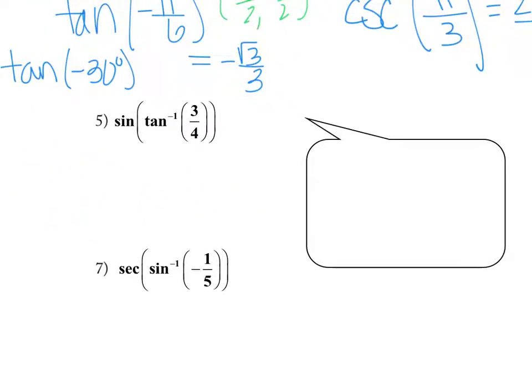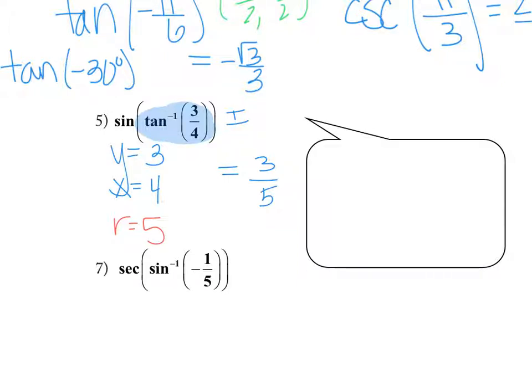So looking on the inside, okay, remember that tangent's defined in, inverse tangent is defined in quadrants 1 and 4. So this means we have to be in quadrant 1. Okay, so that means everything's going to be positive. So y equals 3, x equals 4. This is a Pythagorean triple. So r equals 5. And then just find the sine. So do y over r. So that gives me 3/5.